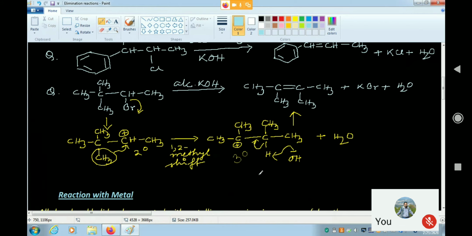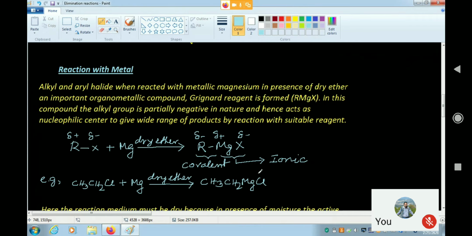Next type of reaction is reaction with metal. See, there is an important compound known as Grignard reagent, which is formed when alkyl halide is treated with metallic magnesium in presence of dry ether, forming this RMgX, alkyl magnesium halide, which is called the Grignard reagent.